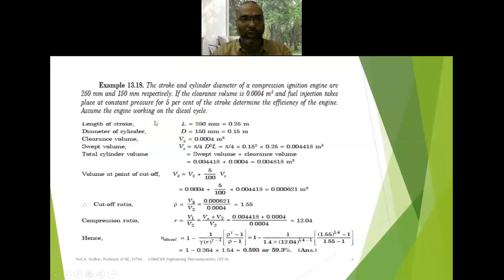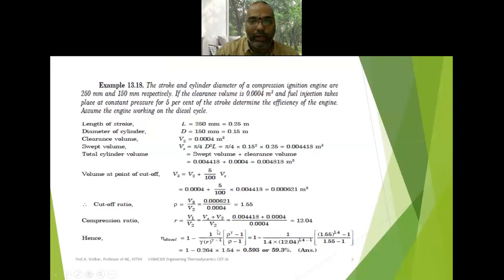He is asking us to calculate the air standard efficiency. If you want to calculate the air standard efficiency, this is the basic formula: 1 minus 1 by r to the power of gamma minus 1, into rho to the power of gamma minus 1 by gamma into rho minus 1, where rho is the cutoff ratio, gamma is the adiabatic index and r is the compression ratio. Here the r value is not given. We know that r is V1 by V2. V1 is the swept volume plus the clearance volume, that is the total volume, which we already calculated.